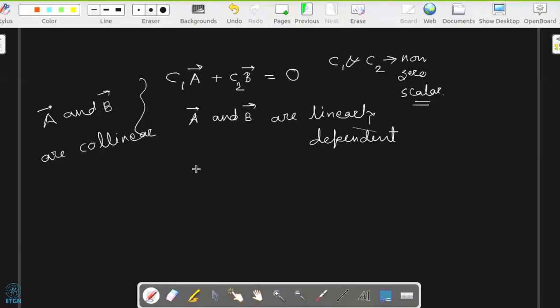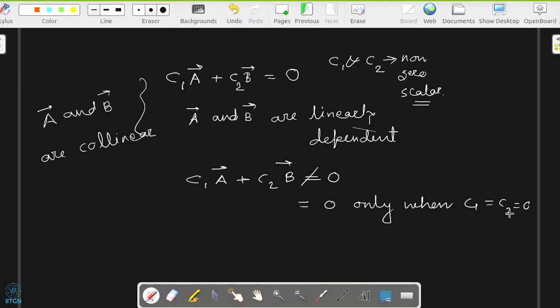If it is not so, then what happens? C1 A plus C2 B is not 0, or 0 only when C1 and C2 both are 0. Then these are linearly independent vectors.